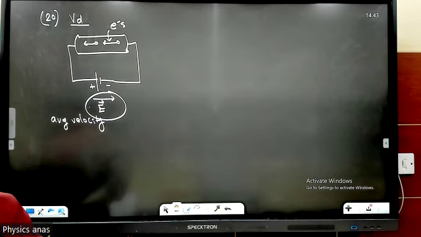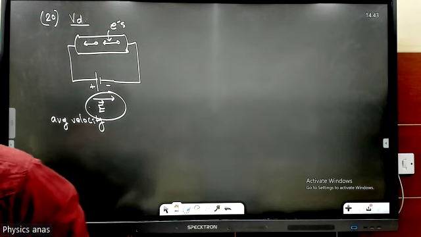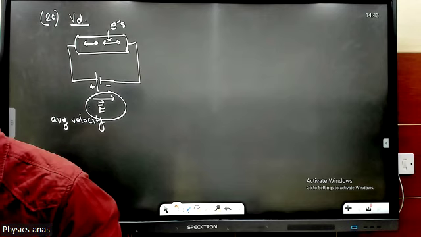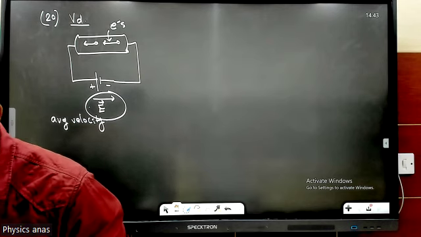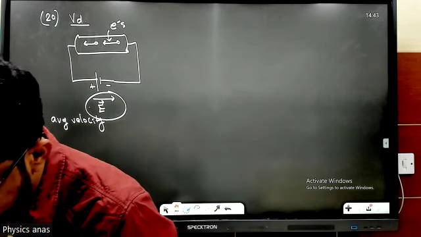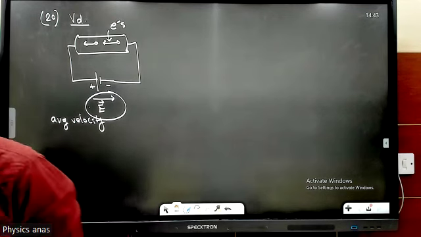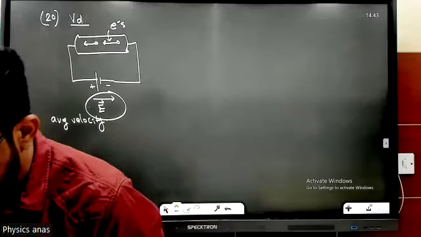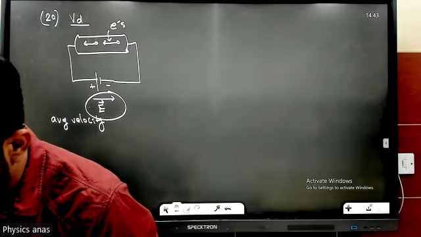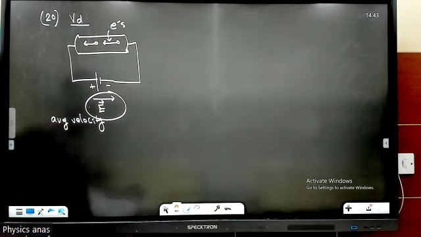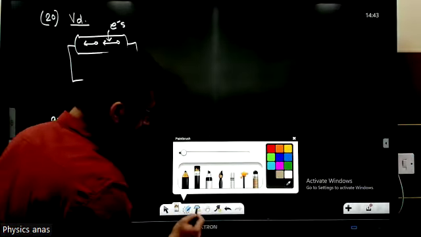The figure shows variation of the drift velocity of electrons in two copper wires A and B of different lengths versus the potential difference V applied across their ends. Right? What does the slope of the line represent? That is the question. I will try to solve that question.